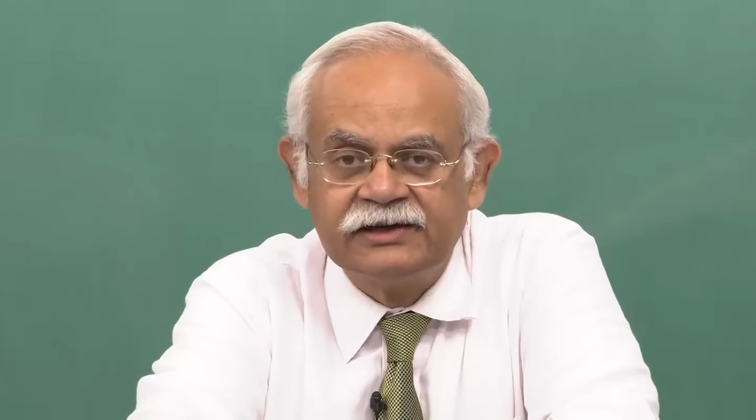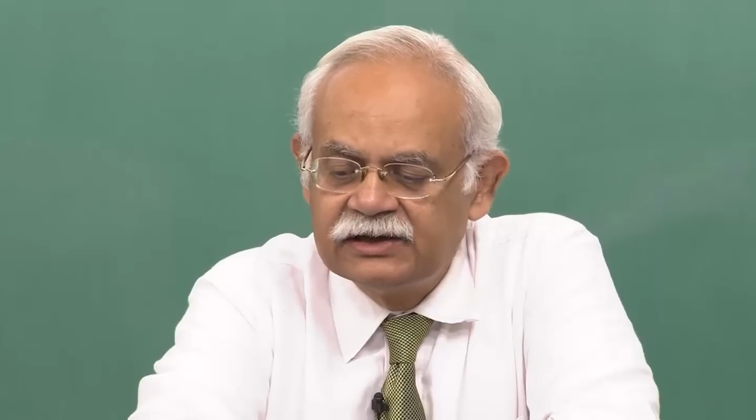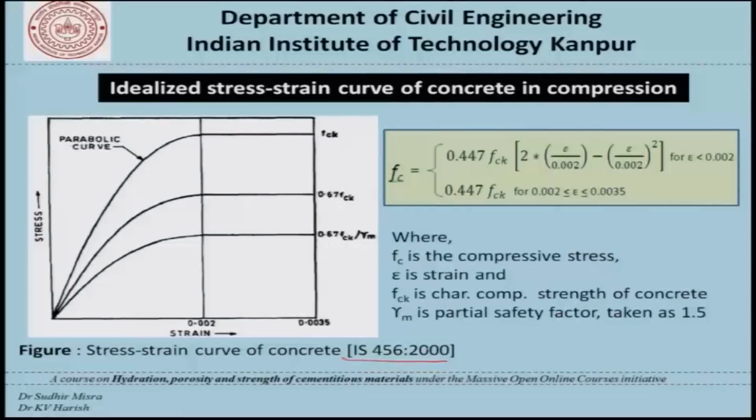Also to facilitate design across different structures and different designers, the codes of practice, for example the IS 456, give us certain idealized stress strain curves of concrete in compression. So for IS 456, it says that up to a strain value of 0.002, the variation can be taken to be parabolic, and following that it can be assumed that the strain will increase without any change in stress.